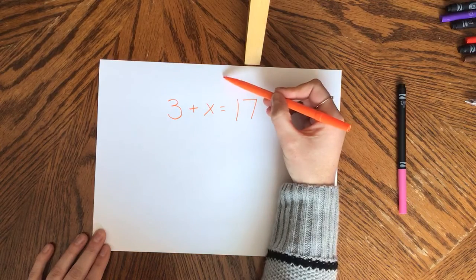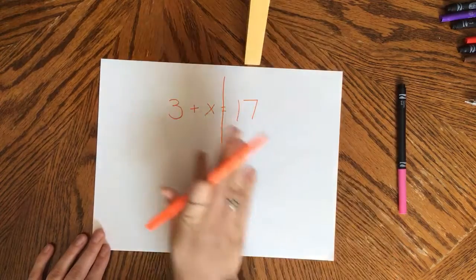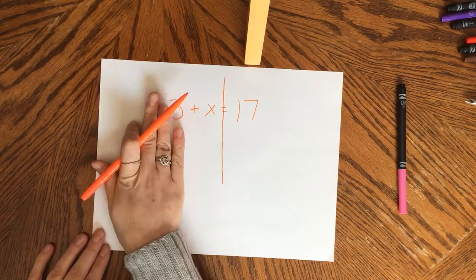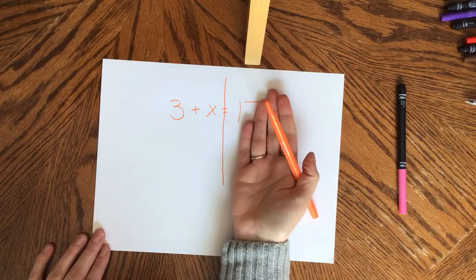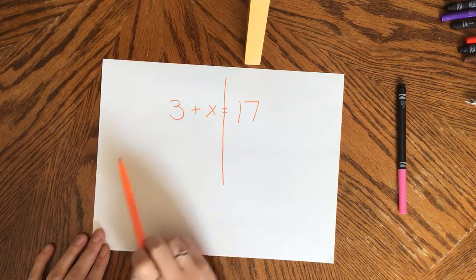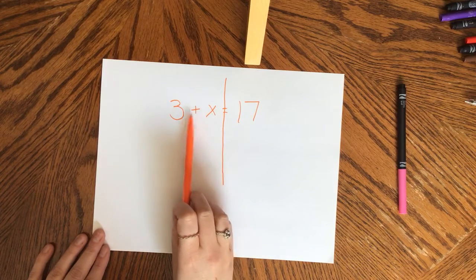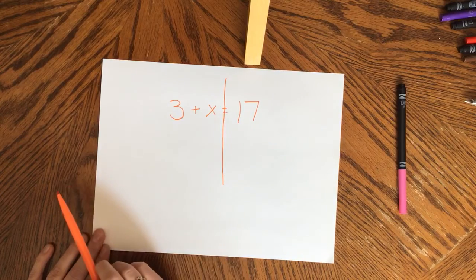Now, I want to separate at the equal sign. Whatever I do on this side of the equation, I must do to this side of the equation. So I always want to get this letter by itself. Right now, this is saying my letter plus 3 gives me 17.